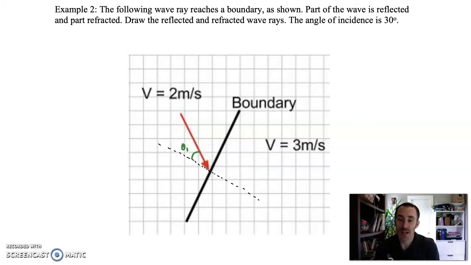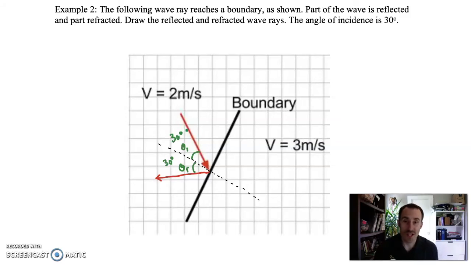I then can draw in my reflected wave ray, because if we remember the law of reflection, it states that the angle of incidence is equal to the angle of reflection. The incoming wave ray bounces off the boundary at the same angle it came in at. So it looks something like this. It's not perfect, but that's close. So this right over here would be the angle of reflection. I'm going to call that theta r. Okay, angle of reflection, but still, it's just 30 degrees because our incoming angle was also 30 degrees.